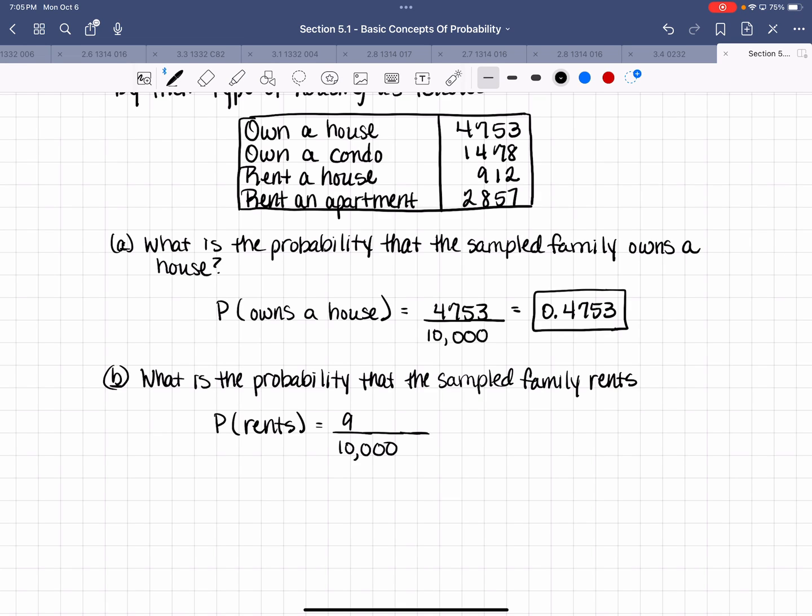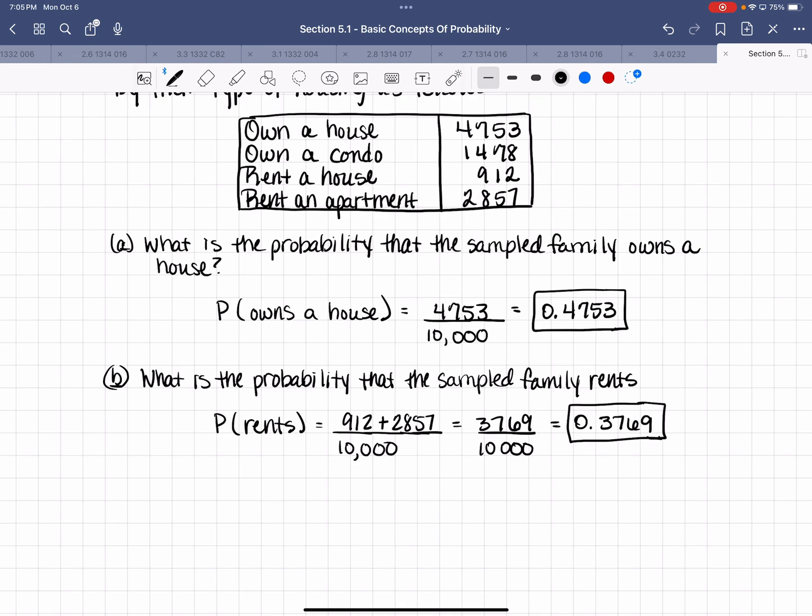Well, I've got 912 people that rent a house, plus 2,857 people that rent an apartment. How many total people rent something? Tell me that first. Good. 3,769 people rent out of 10,000. When I put that in the calculator, then I should get 0.3769, correct? Nearly 40% of those 10,000 people actually rent.